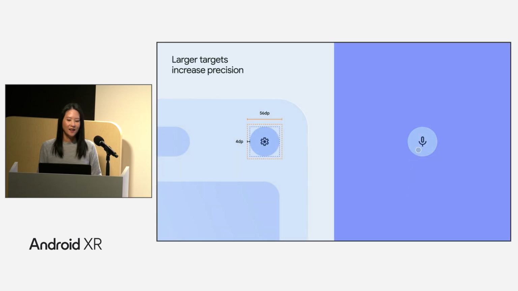Here's a button. I'm sure we're all very familiar with it. It's a selectable UI affordance that users interact with. A larger target helps increase usability. While existing Material guidelines translate to XR, we recommend a 56 DP target or larger.